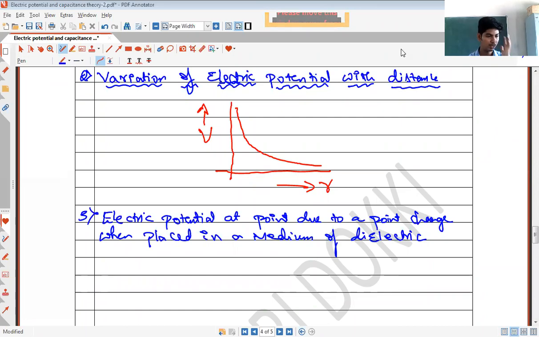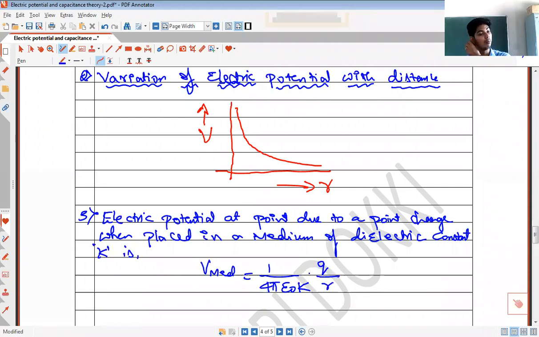So electric potential at a point due to a point charge when placed in a medium of dielectric constant K is given by V medium is equal to, see, potential in presence of medium is 1 by 4 pi epsilon naught K, Q by R. This is the electric potential due to a point charge in a medium, right?